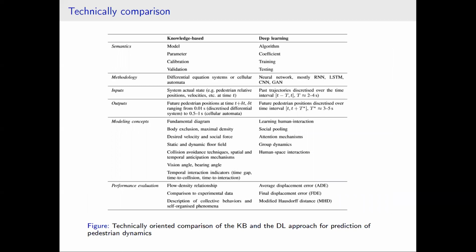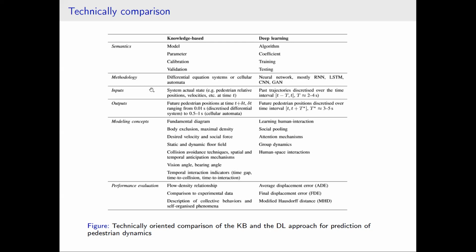Now, let's get to the comparison of the two approaches. First of all, we have a technical approach comparison. Here you can see the semantics are different. When you have the knowledge-based approach, you talk about models with parameters, whereas the deep learning approaches are based on algorithms with coefficients. These algorithms have to be trained and tested, whereas in the knowledge-based models, you have to calibrate the model and validate it. Also the methodology is different, because for the knowledge-based models you have differential equations or cellular automata models, and deep learning is mostly neural networks, for example, LSTM, CNN, and GAN.